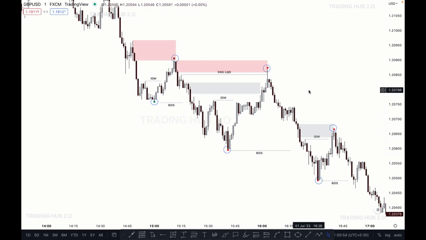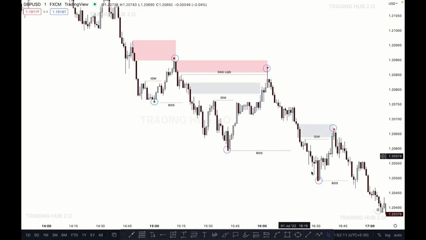Before taking entry, you must remember one thing: sell after taking out a high, buy after taking out a low in a bullish market, and sell when the market has taken out a high, like here. When the market takes out a high and then sell, when the market takes out a high and then sell. Same thing is here. So this is a simple way to identify inducement and engineering liquidity.